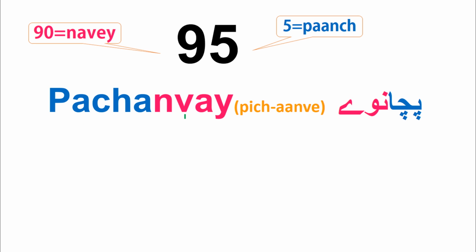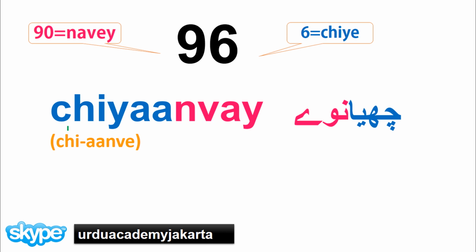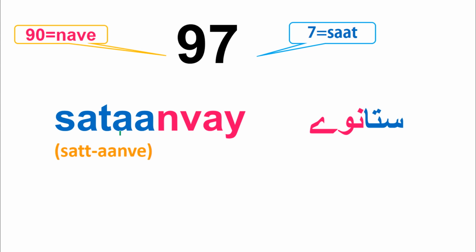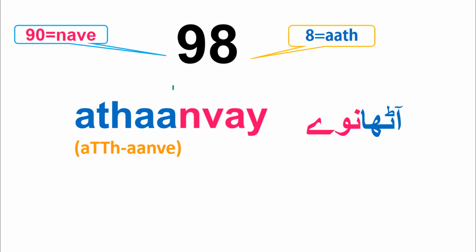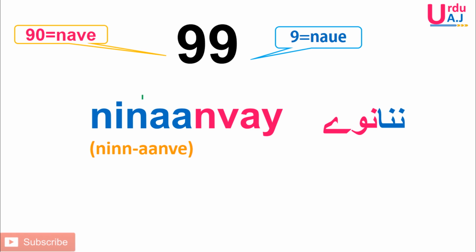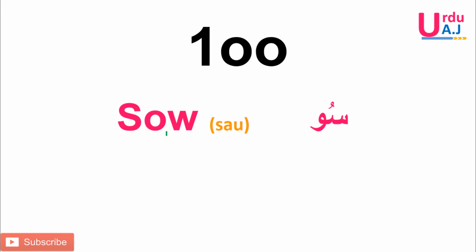95, pachanve. Pach came from 5 and nave from 90, pachanve. 96, chianve. 97, satanve. Sat came from 7 and then 90, satanve. 98, athanve, art and then 90, athanve. And the second last is 99, ninanve. And the last one is 100, so. It sounds similar, we say so, like we say so what happened.